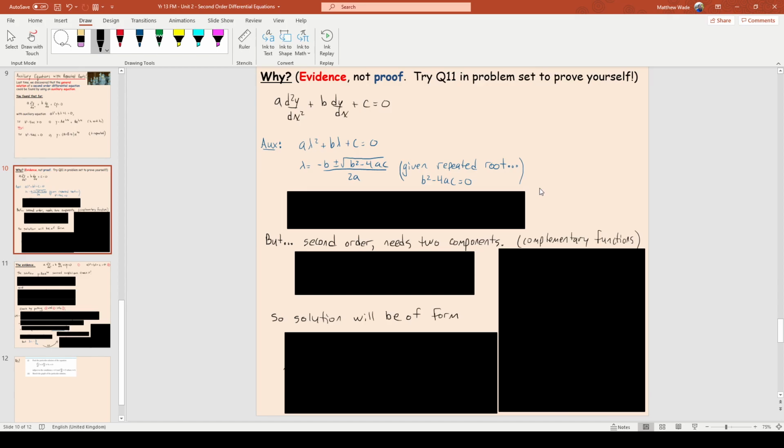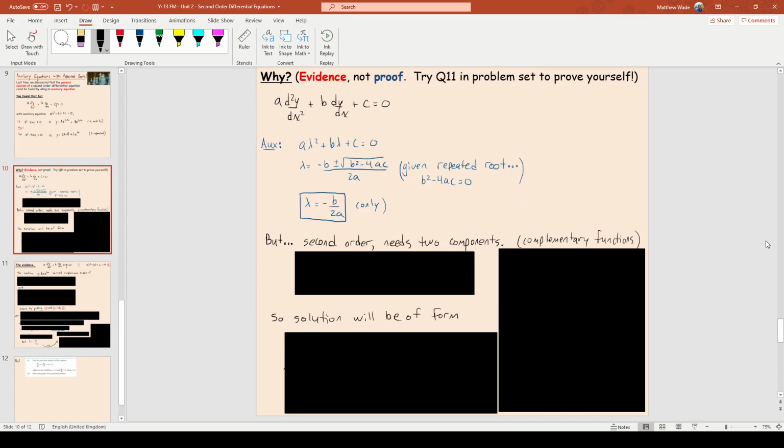Cool. Now we are trying to prove one for a repeated root. That's a given. We're trying to prove for a repeated root, which means that the discriminant is going to equal 0. So the square root bit is going to be gone, which means the repeated root is lambda equals minus b over 2a. That's going to be the root. That's the actual answer to the auxiliary equation.